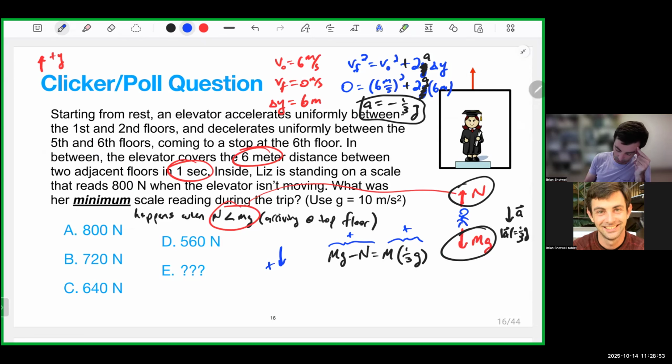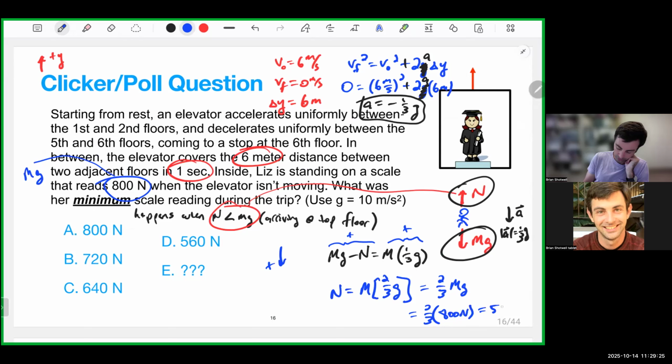Okay, so if we solve for the normal force here, we get m times g minus 1/3 g, or 2/3 mg. So the minimum normal force is 2/3 of her weight, 2/3 of her normal weight, mg. Her normal weight, I think, is 800 newtons, when the elevator isn't moving. So this is mg. So this is 2/3 times 800 newtons, or 560 newtons.